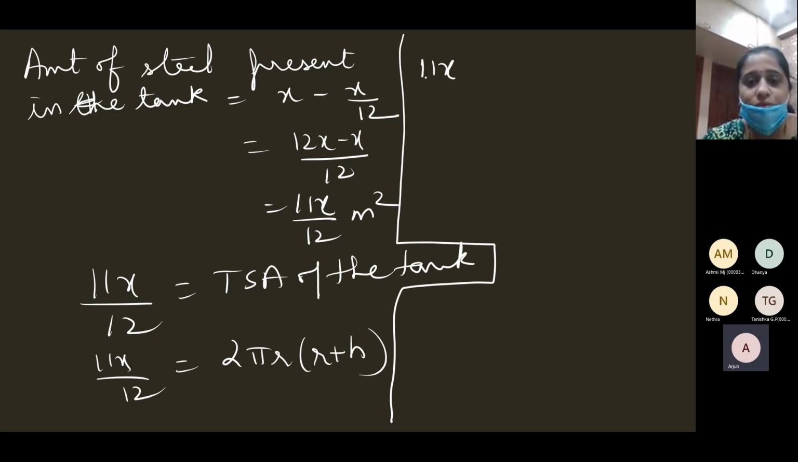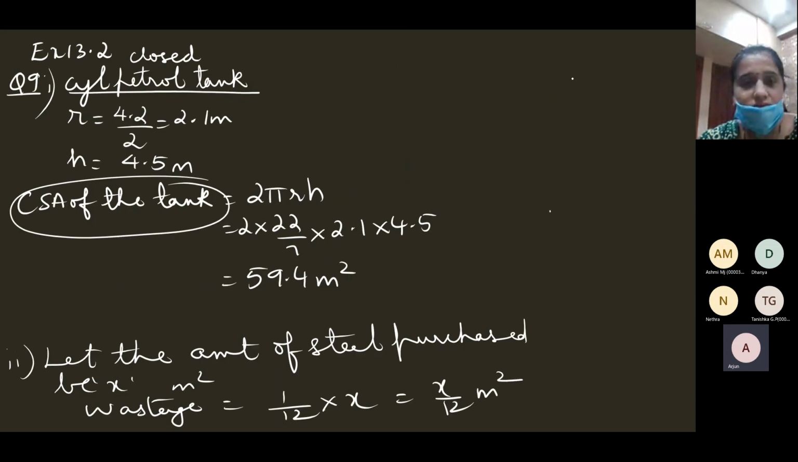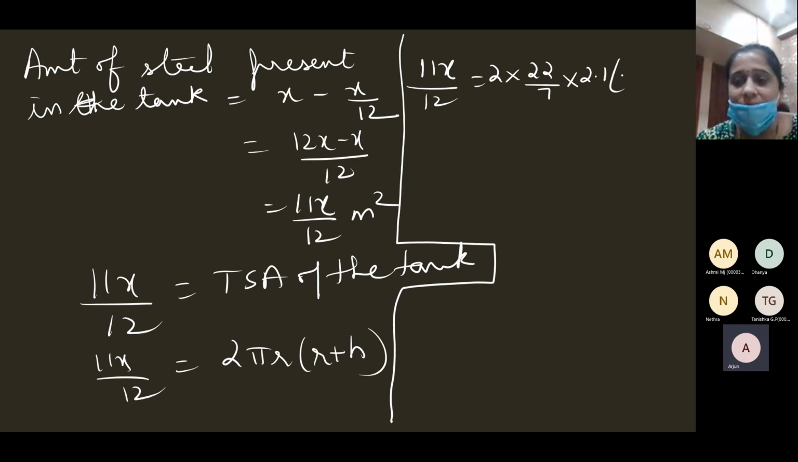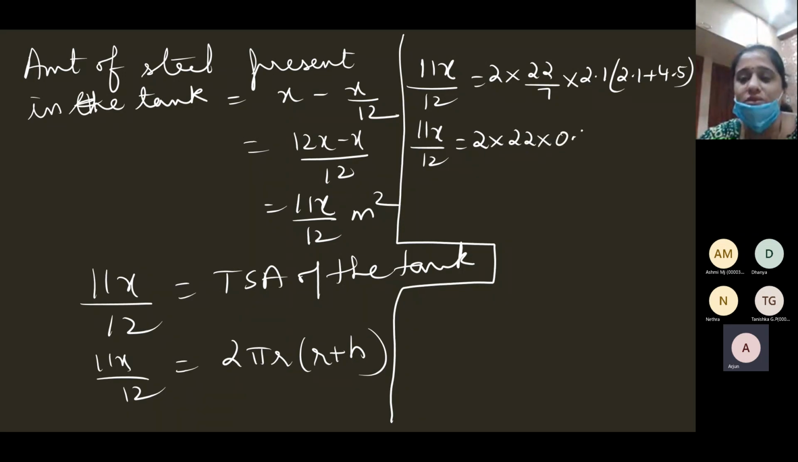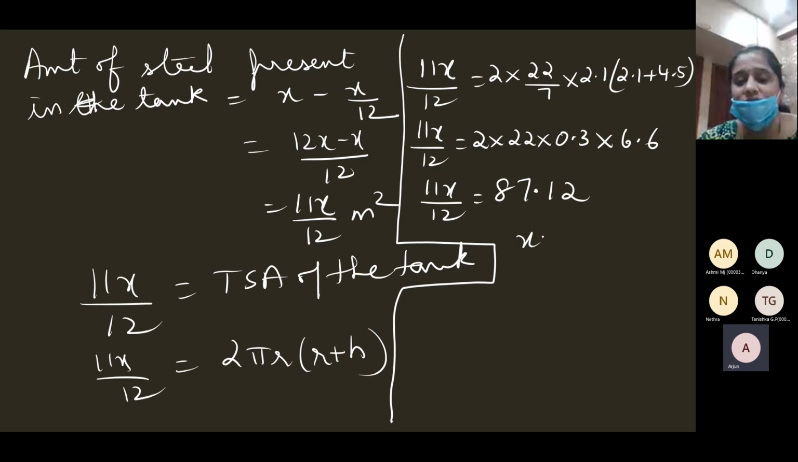So 11x by 12 is equal to 2 into 22 by 7 into the radius, 2.1, open bracket r plus h, 2.1 plus 4.5. So 11x by 12 is equal to 2 into 22 into 0.3, because 7 ones are 7, 0.3 times, into, when you add this, you get 6.6. So 11x by 12 is equal to, you can find the product, 44 into 0.3 into 6.6, 87.12, correct? So x is equal to 87.12 into 12 by 11.